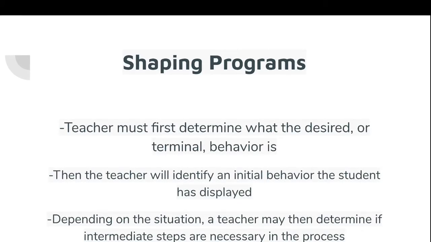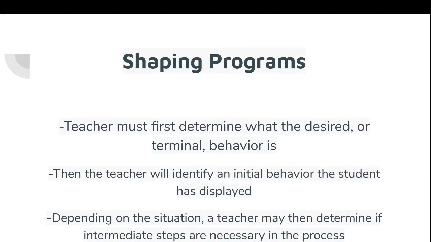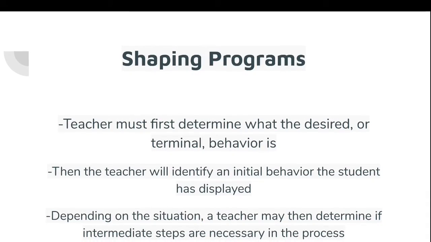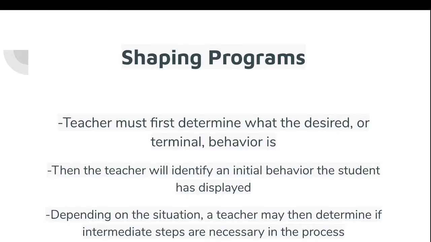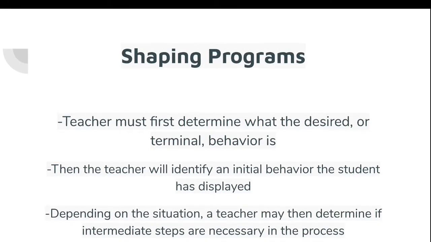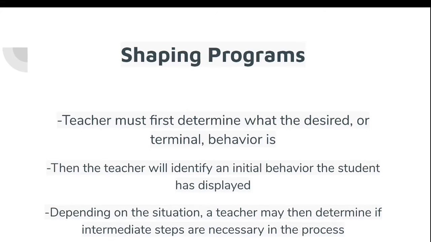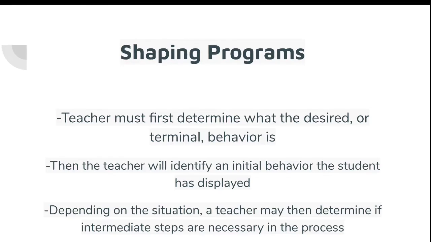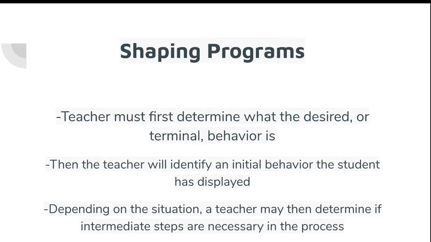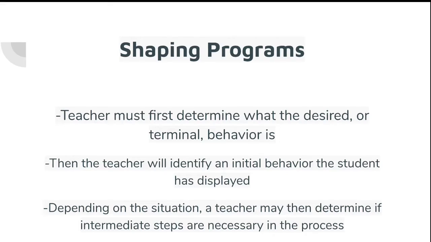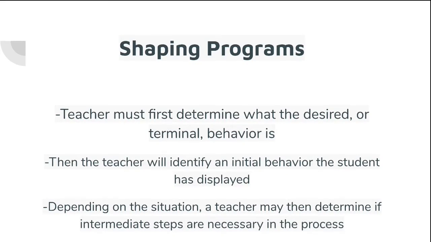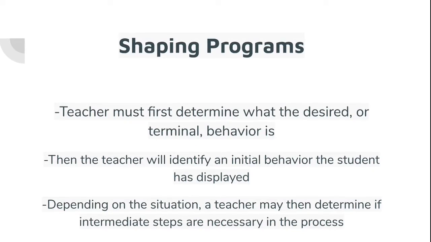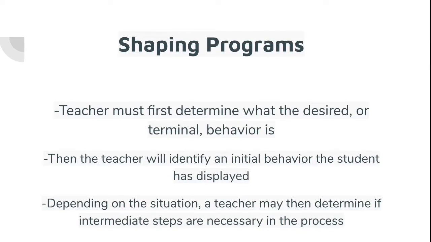In order for us to be successful in shaping behaviors, we have to start by determining what the terminal behavior is, what we're wanting the student to do. This is something that the students aren't currently doing. So in our example, our terminal or desired behavior is for the student to sit in their chair during the 20-minute lecture. Next, we need to determine what a behavior is that the student is displaying or something the student can do that resembles the desired behavior. So in our example, maybe our student sits for 15 to 20 seconds in his chair before standing back up.